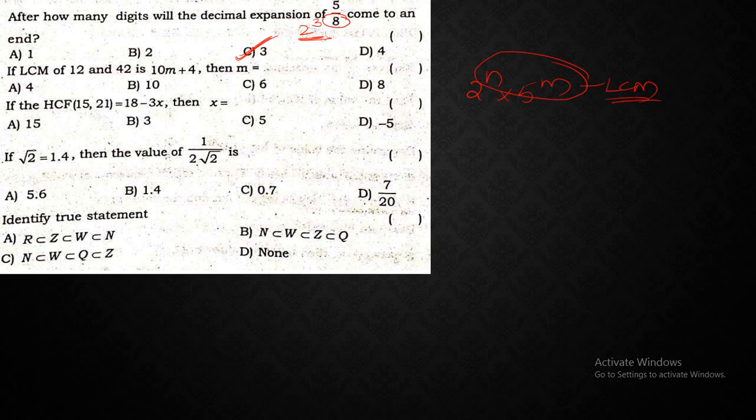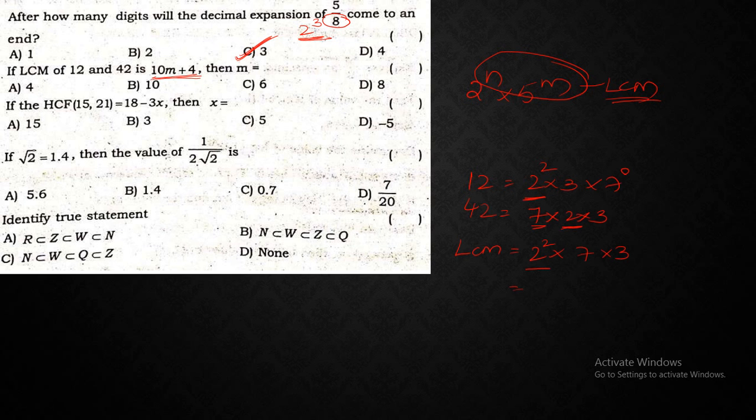Next, LCM of 12 and 42 is 10m plus 4. He has given 12, which means 2 square into 3. Next, 42, 7 6s are 42, no? 7 into 2 into 3. Now based on this, this is 7 power 0. So what is the LCM then? LCM is nothing but the highest powers, no? So 2 square, 7 power 1, 3 power 1.